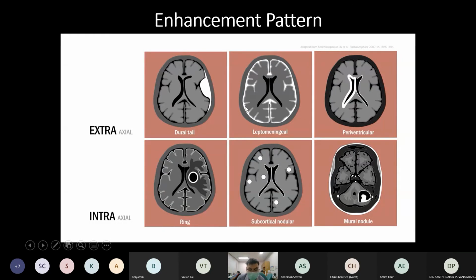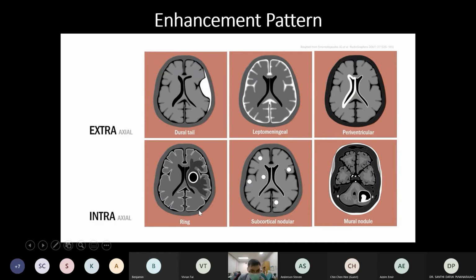The second type of extra-axial enhancement is the leptomeningeal enhancement. It can be seen in meningitis, be it bacterial or viral. It can also be some form of carcinomatosis, malignant metastasis from the lung, from the cancer per se. And the third type of extra-axial enhancement is periventricular. So you can see that periventricular enhancement can suggest different things.